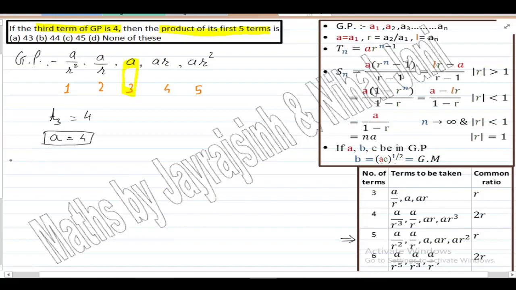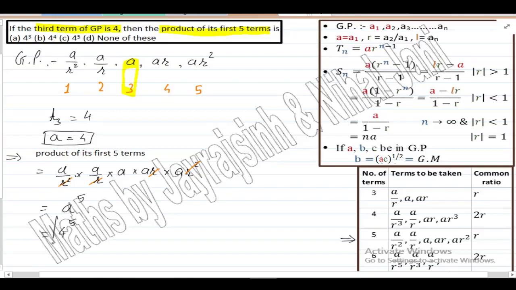Okay, now what we have to find? We have to find the product of first 5 terms, which are a by r square, a by r, a, ar and ar square. Here you can see that r square will cancel out and r will cancel out. So the product will be a raised to 5. And we already found the value of a. So 4 raised to 5. So ta-da! This will be your final answer. Option C is your answer.